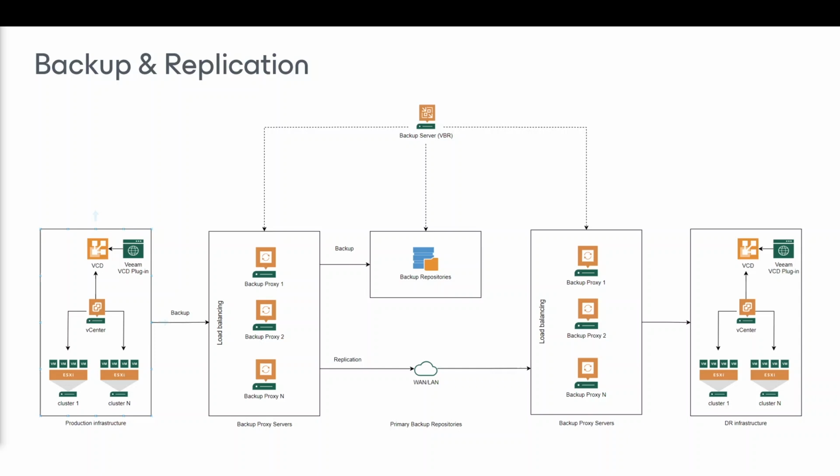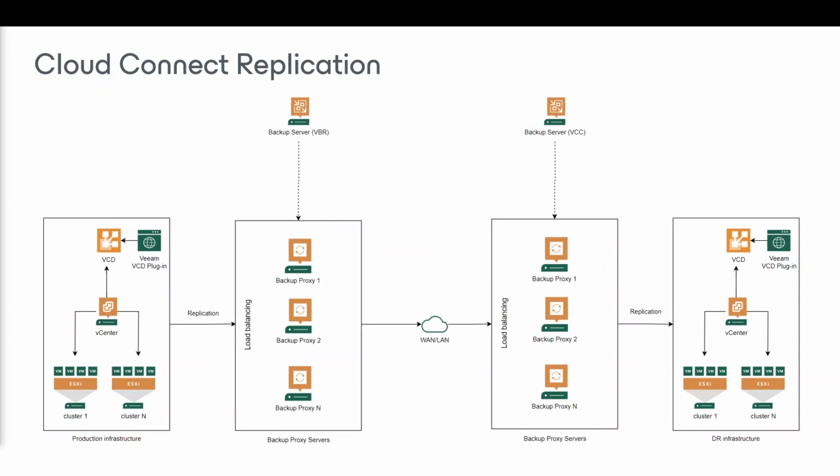This can all happen at the same site. When it comes to replication, the exact same thing happens on the source proxy. However, the data is not sent to the backup repository. The data is sent across some WAN or LAN link to another target proxy, which will then write it to a target VMware infrastructure, to a target disaster recovery site. So that is the use case of the proxy in this case.